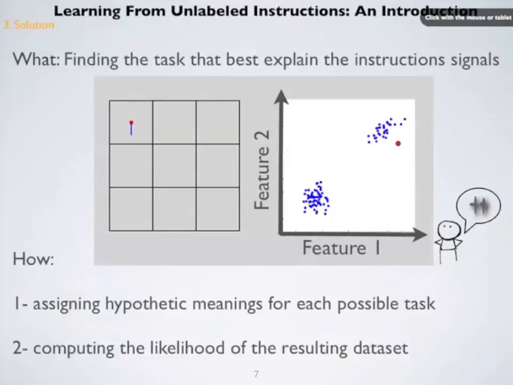As we already know, the robot is aware of the kind of instruction the user is providing, in our case feedback, but also of the set of possible tasks the user may ask of it, in our case going to and staying in one of the 9 possible states of this grid world. Therefore, the robot can assess its own actions with respect to each task hypothesis. By doing so, it can create artificial labels or artificial meanings for each task hypothesis and test the likelihood of the resulting dataset. So let's visualize what happens in our toy example.